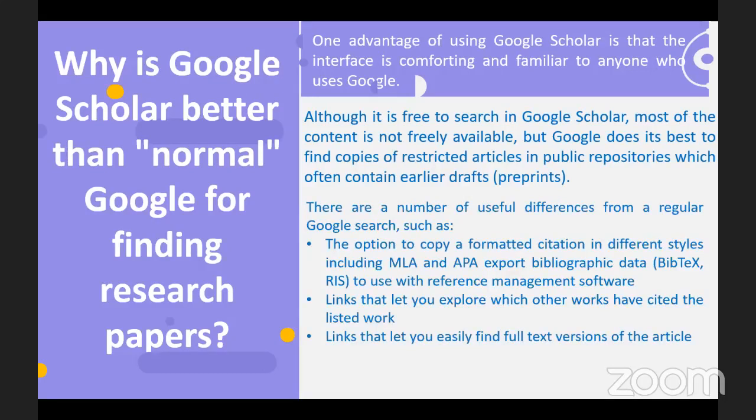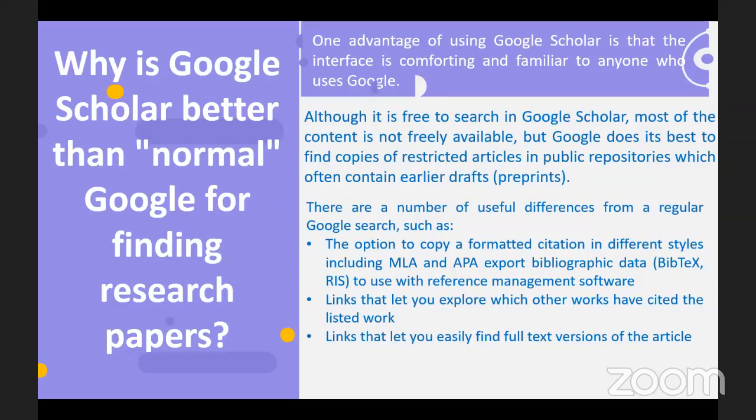Now, another useful difference is that Google Scholar gives us the opportunity to be able to copy formatted citation in different styles from Google Scholar. We will not be able to do that with the general Google search engine, even if we were to find academic content there. So using Google Scholar, we'll be able to copy our citation either in MLA format, Modern Language Association format, or APA format. It is also easy for us, if we are using Google Scholar, to be able to export some bibliographic data, either using BibTeX or EndNote. We can export it directly and use it with reference manager software.